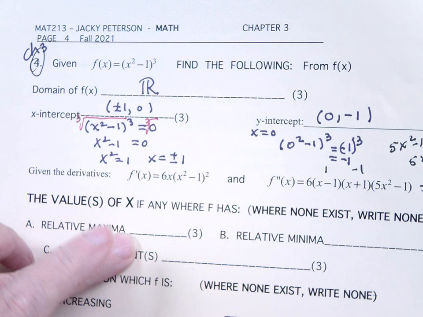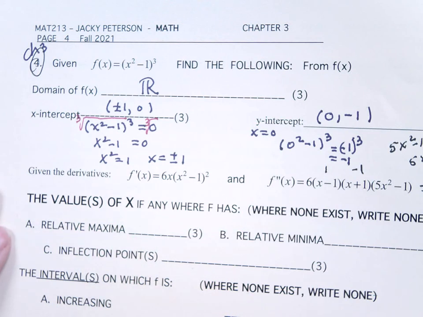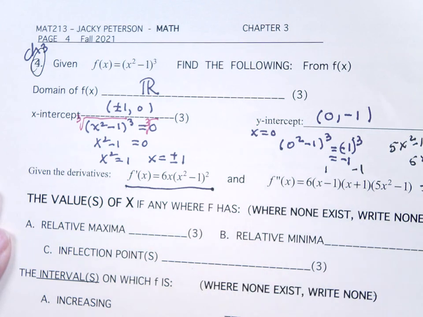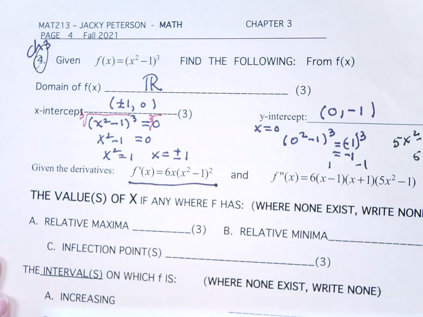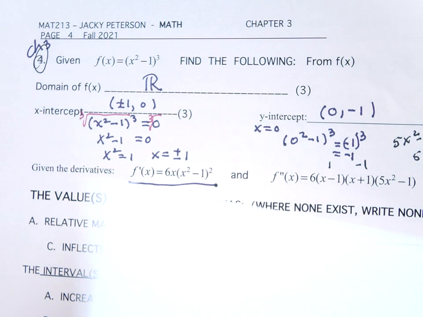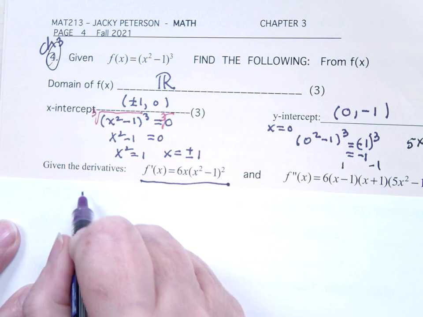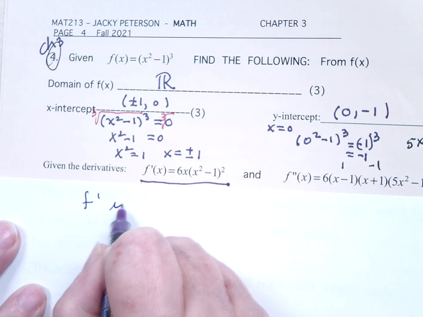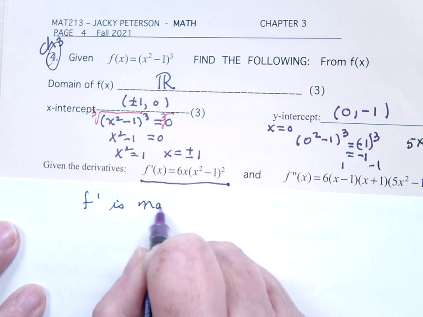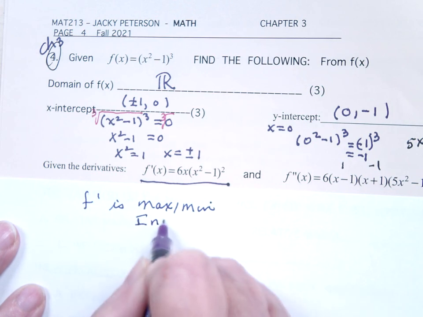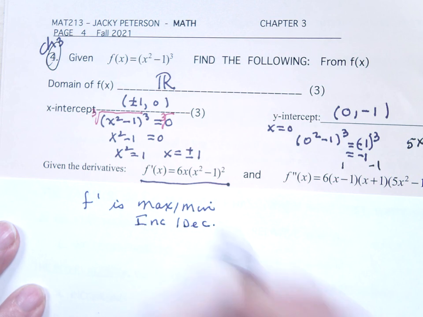And then we want to look for maxima and minima, and here's your first derivative. So first derivative, and I'm going to bring a separate sheet of paper because I've written on this thing. I don't have a clean page. So f prime is max, min, increasing, decreasing. That's what f prime gives me.